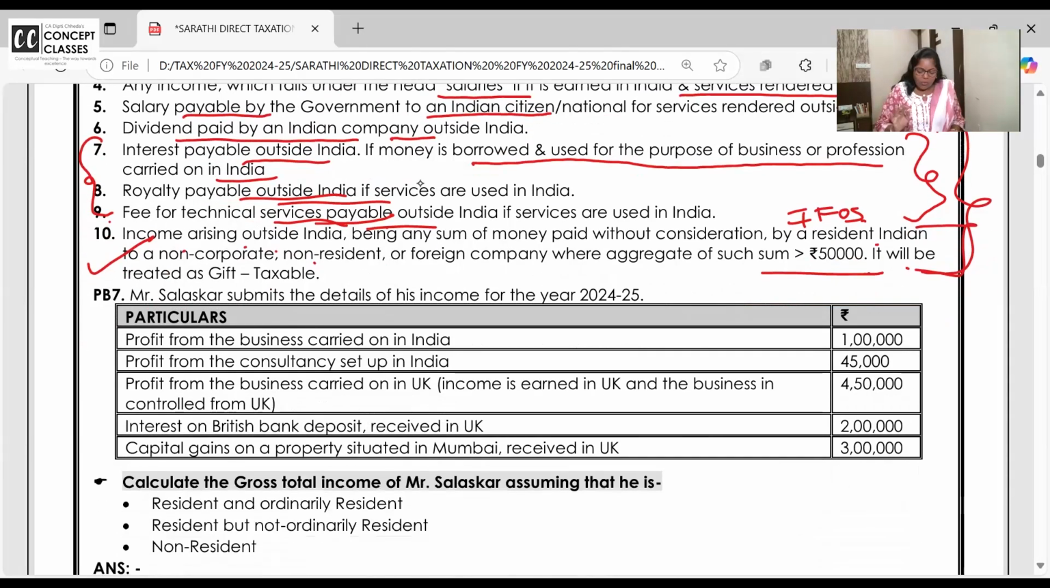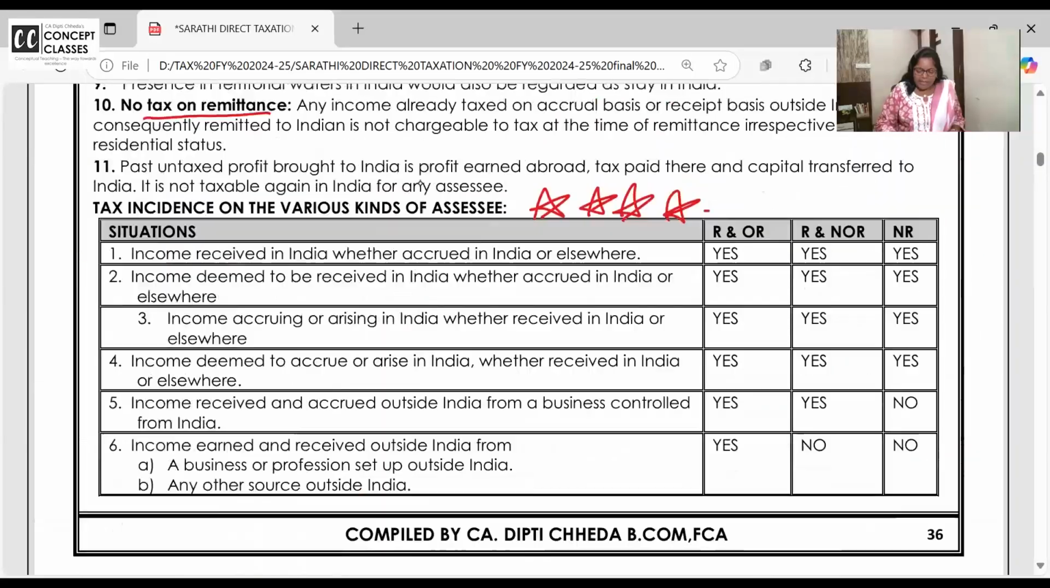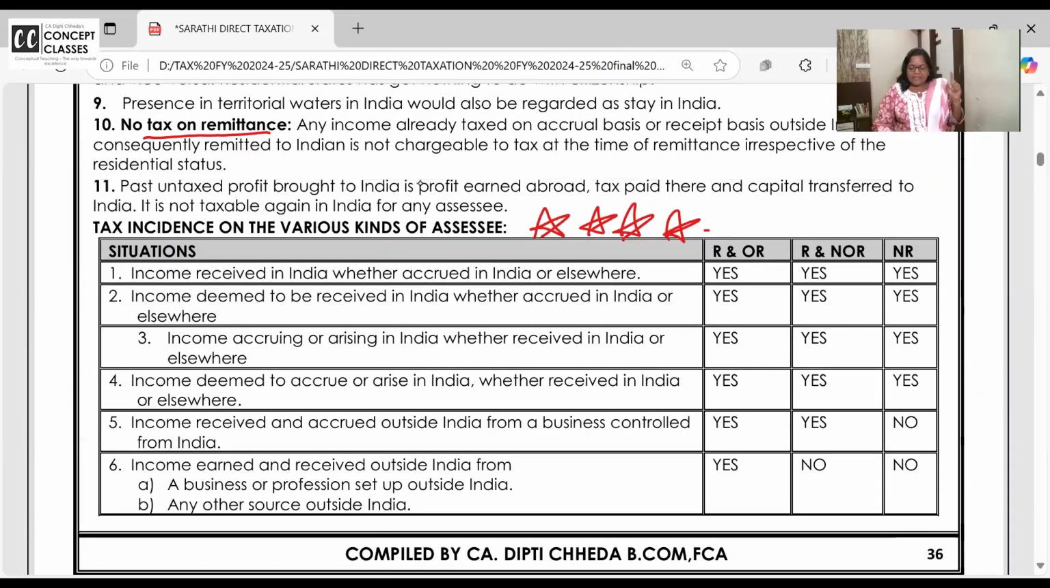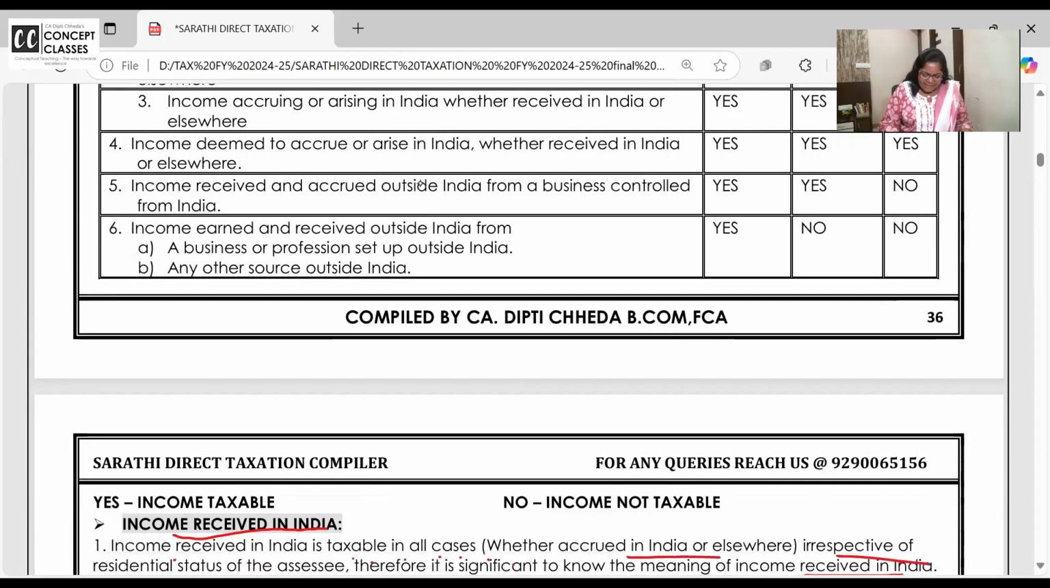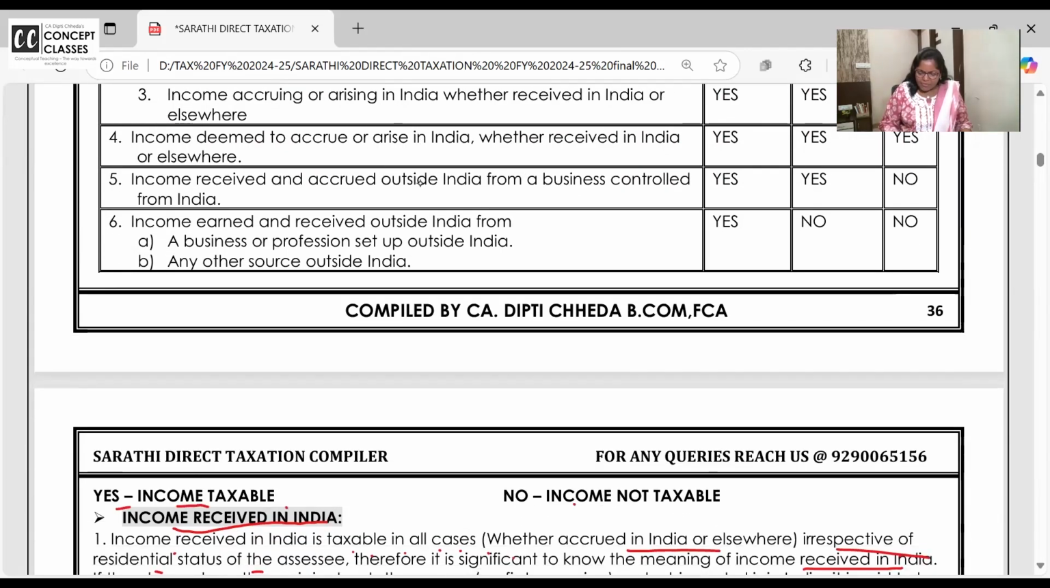Let us now go to the main table. See now how the income is taxed in 3 columns: resident and ordinary resident, resident and not ordinary resident, and non-resident. Income received in India, underline yes, yes, yes. Yes, yes, yes means taxable for all.